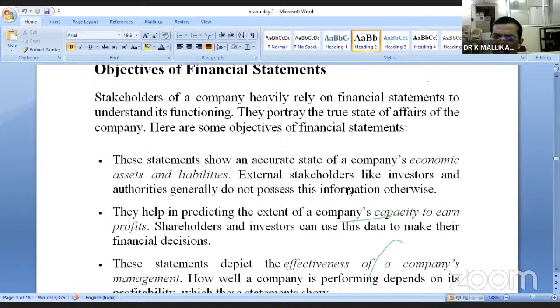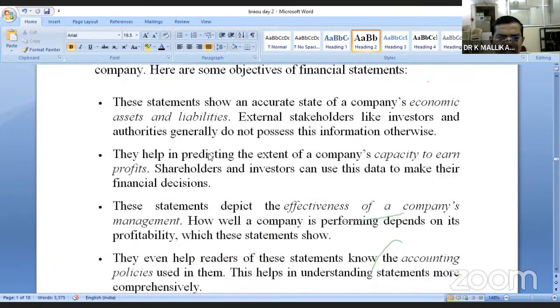Stakeholders like investors and authorities generally do not pass this information to others, so all the assets and liabilities. It helps to predict the extent of a company's capacity to earn profit. If we buy a company's share today, what is its value after 5 years? Does the company really have the capacity to earn or not? I mean, is the company a growth firm or not? So what is the company's capacity, right?